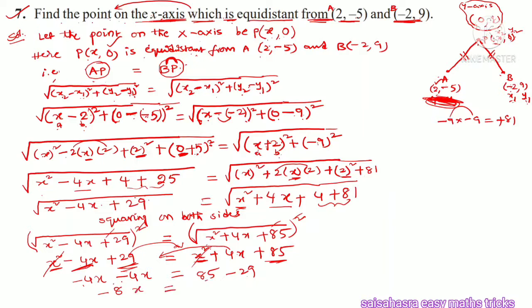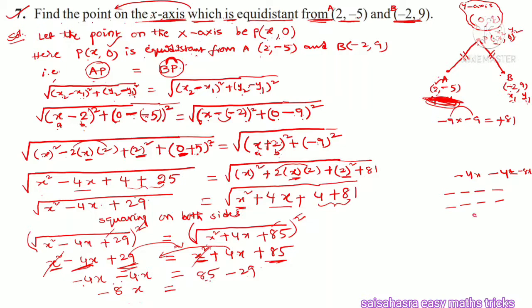How minus 4x minus 4x? Minus 4, minus 4: negative 4, and again 4 negatives. To cancel, opposite signs should be there, so we can't cancel them. We will get only minus 8. If it is minus 4x and minus 4x, the answer is minus 8x. That is why minus 8x will come.